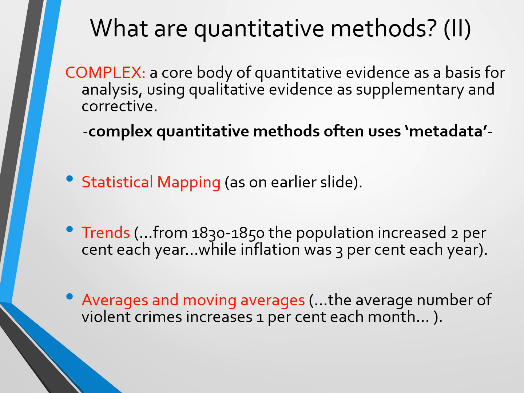Trends, for example. We can say from 1830 to 1850, the population increased 2% each year, while inflation was 3% each year. So we've identified by looking at the data a trend over time, and then the trend itself is a form of metadata. In fact, when we have a trend, if we have data missing for 1 year, we can then use the trend to estimate what the missing data is. And that's a complex method. Averages and moving averages are another form of complex quantitative method. The average number of violent crimes increased 1% each month.